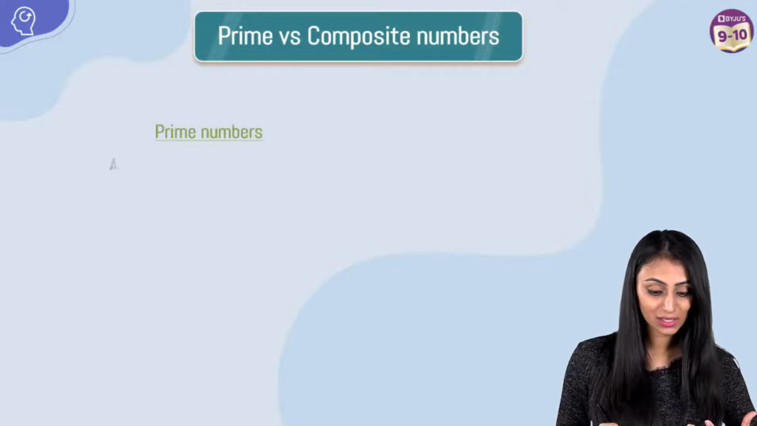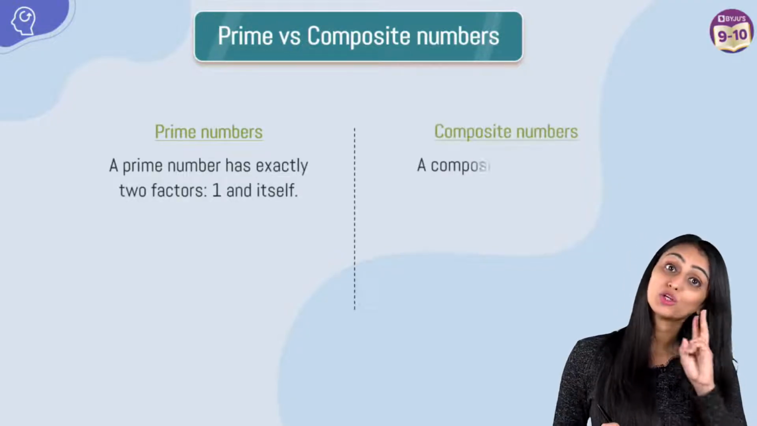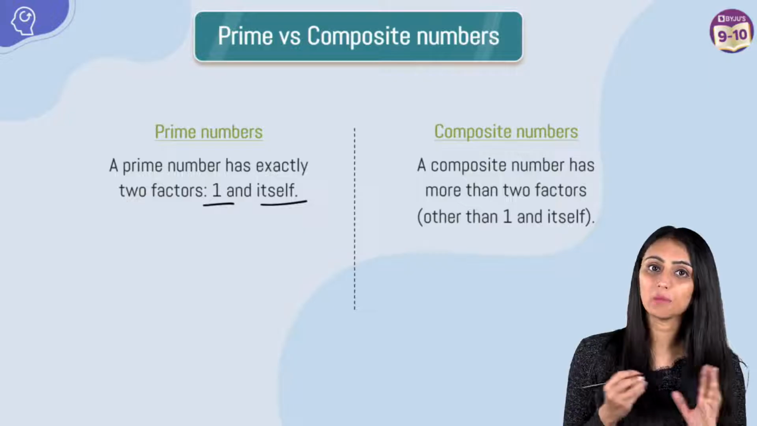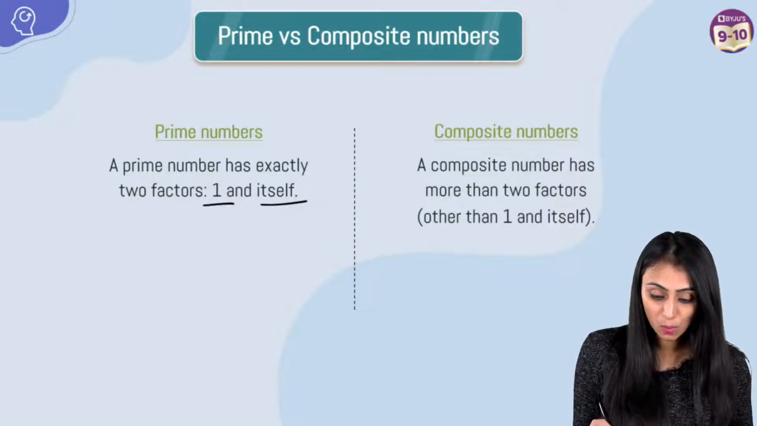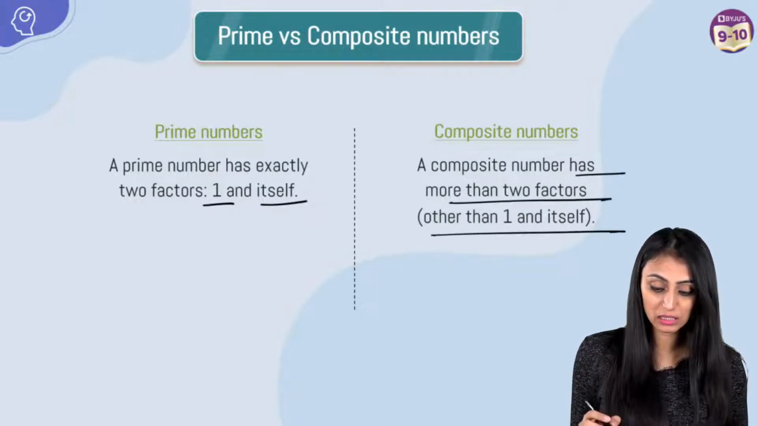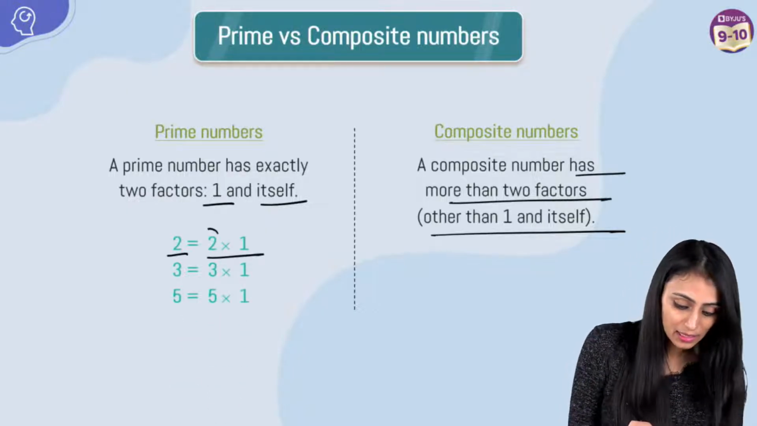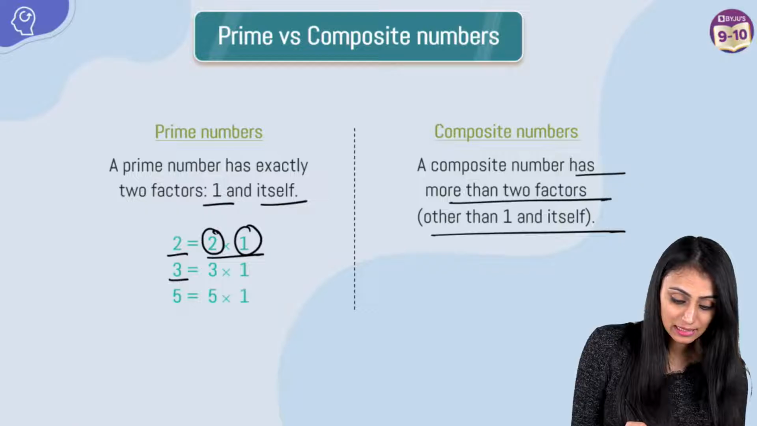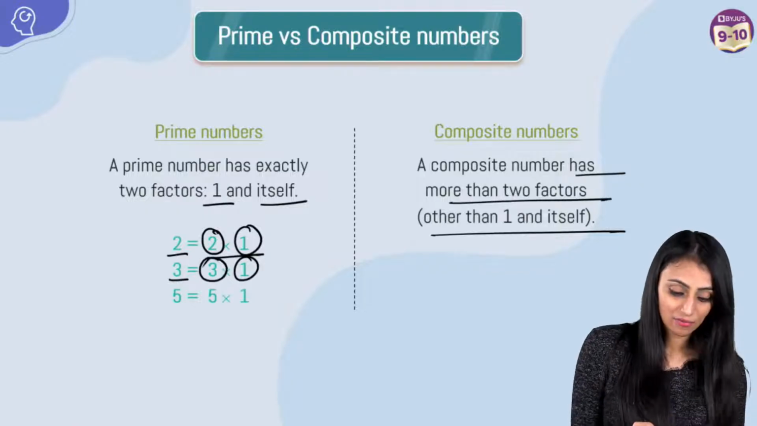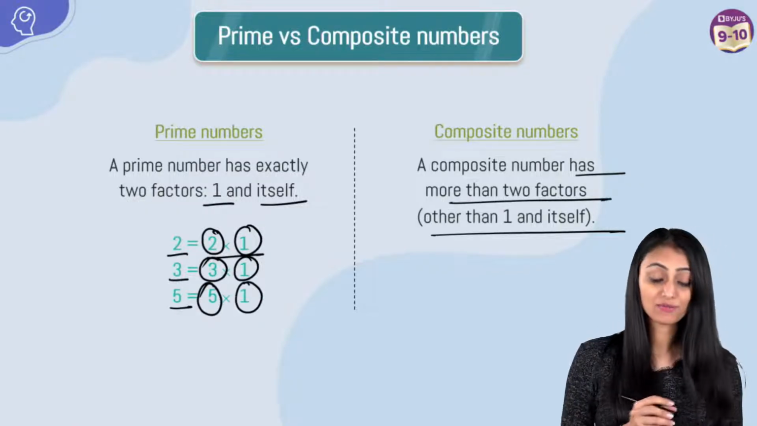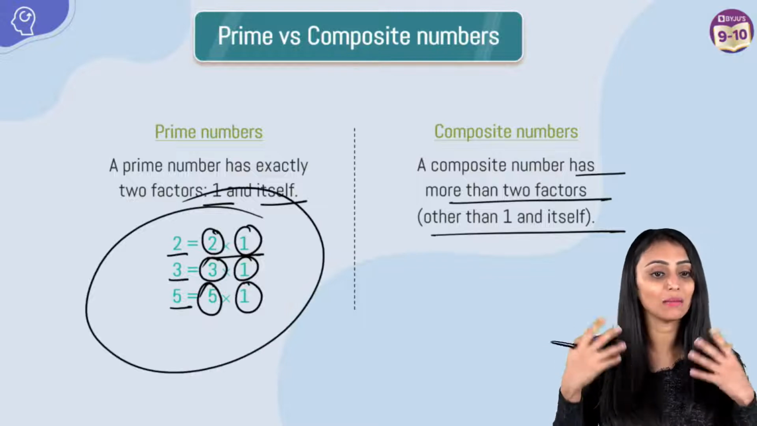What we are trying to show here is that a prime number has exactly 2 factors, 1 and the number itself. Whereas a composite number has more than 2 factors other than 1 and the number. Like here, 2 is 2 times 1, the number itself and 1. It is 3, 1 and the number itself. It is 5, 1 and the number itself.